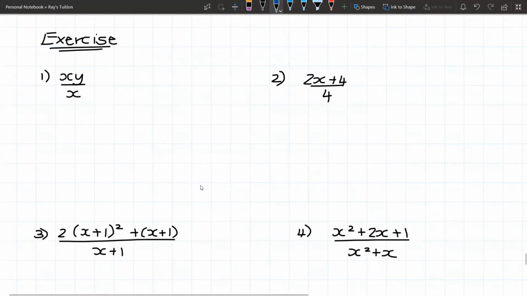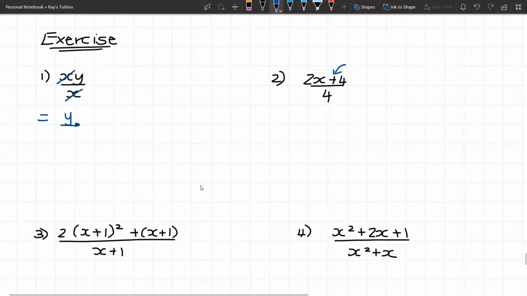Okay, having a look at the first one, this is only one term. There's no plus, there's no minus. So we are free to cancel out the x in the numerator with the x in the denominator, and our answer is simply y.